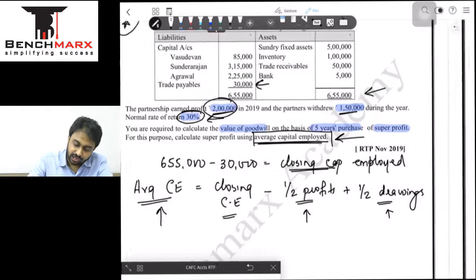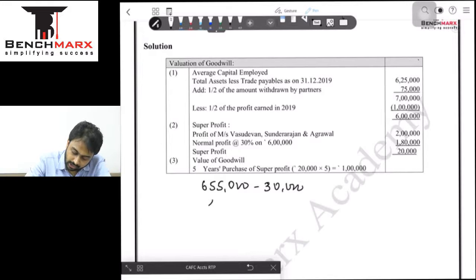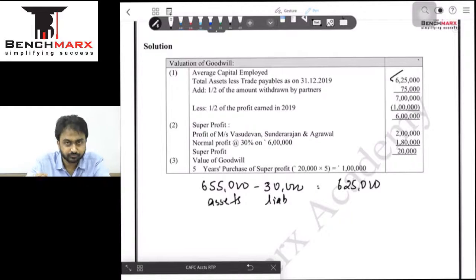ठीक है, let us see how the ICAI has solved. As I said, they have started with average capital employed computation. Total assets, as I said, is 625. ये 625 कहाँ से आया? 655,000 assets minus 30,000 of liability. ये अपना हो गया assets, ये अपना हो गया liabilities, and that is 625,000 which is coming here. ठीक है, ये अपना हो गया closing capital.